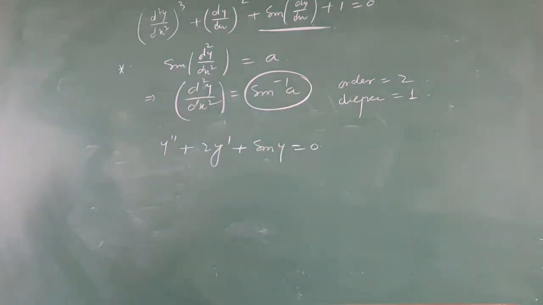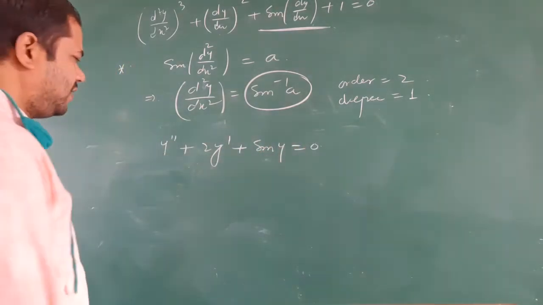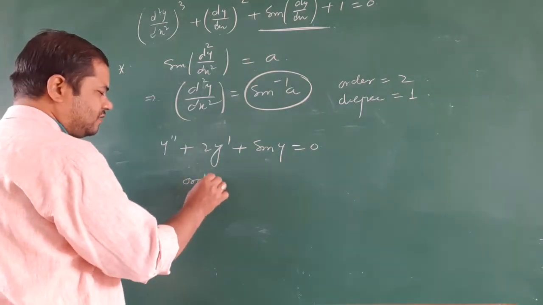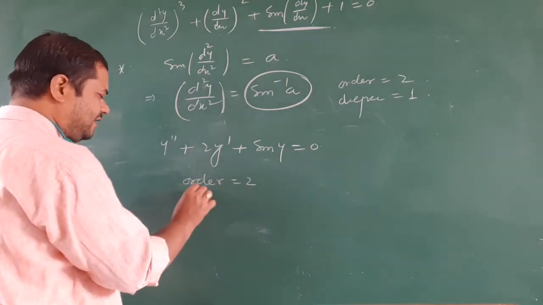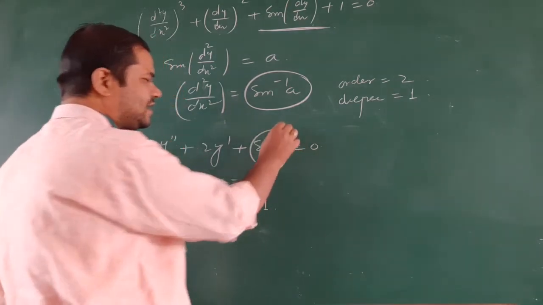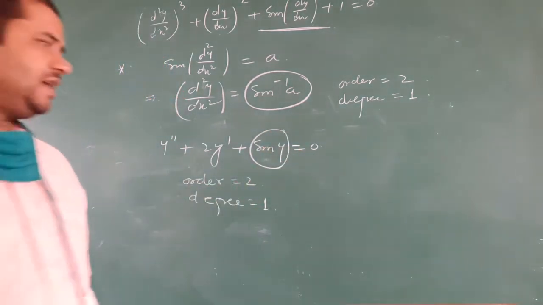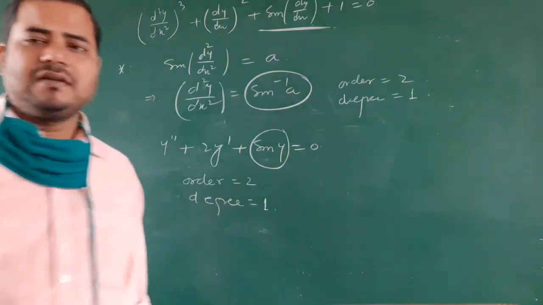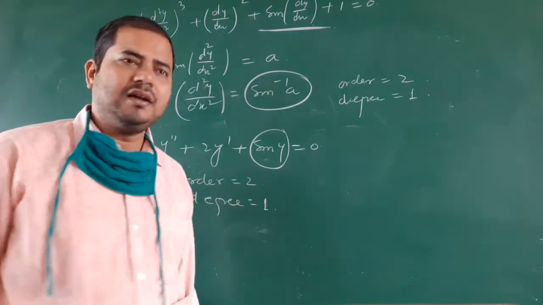Okay? Can you find the degree and order? Order is what? 2 and degree is? Don't get confused with this. This is sine y. If it is sine y dash, then you cannot define the degree.